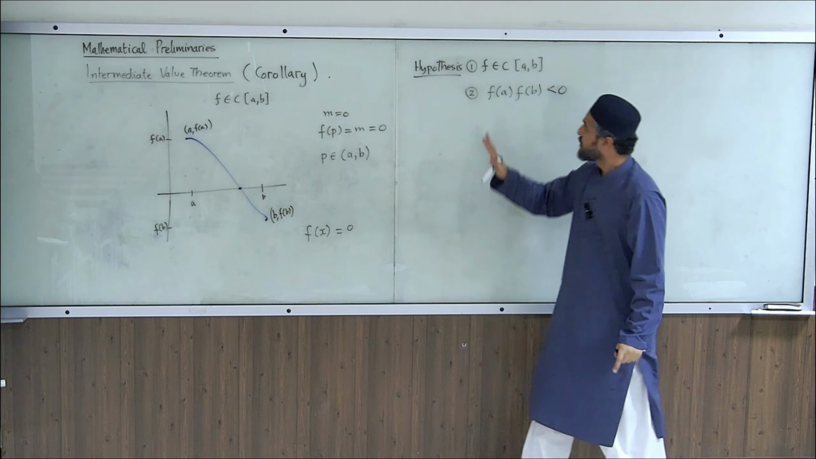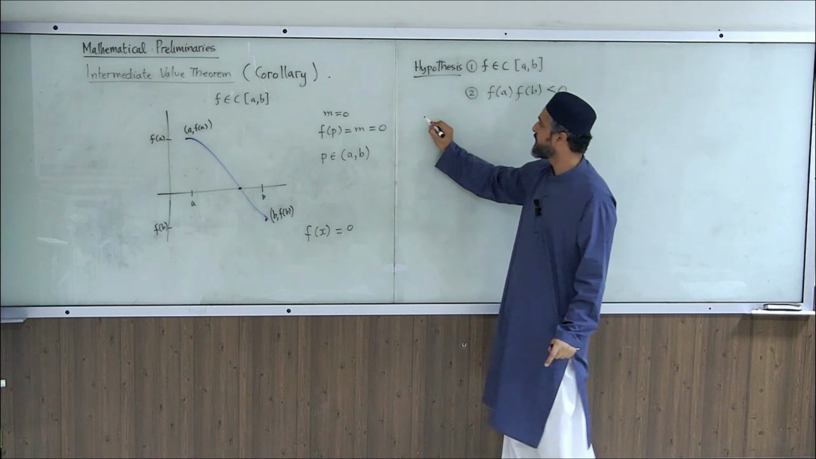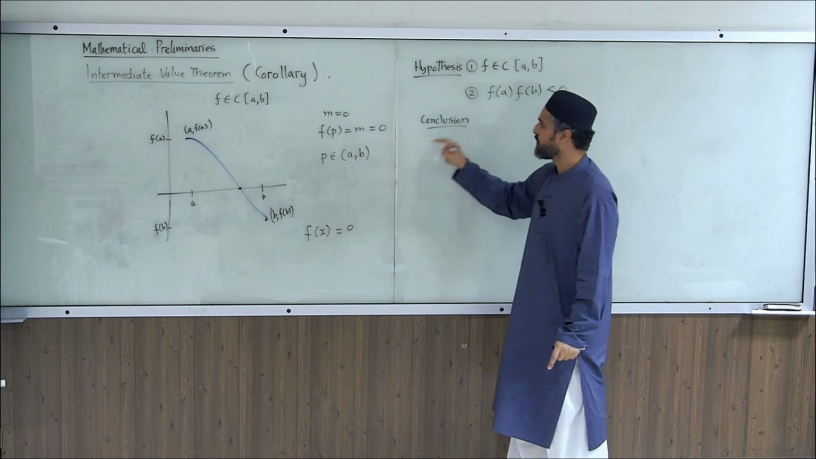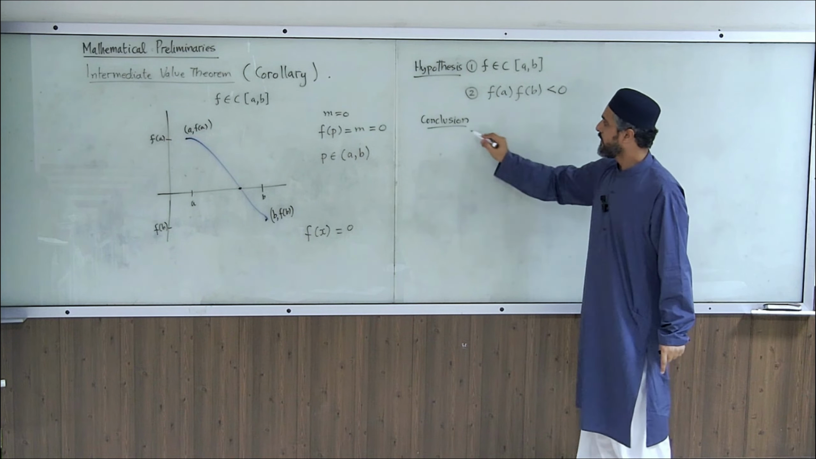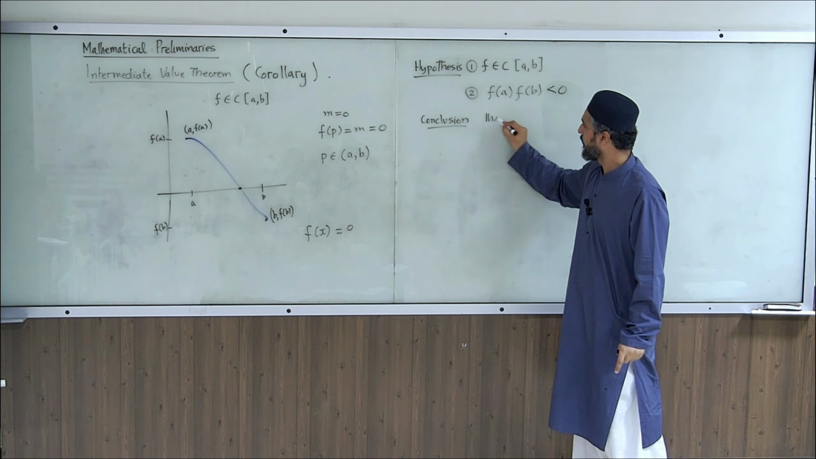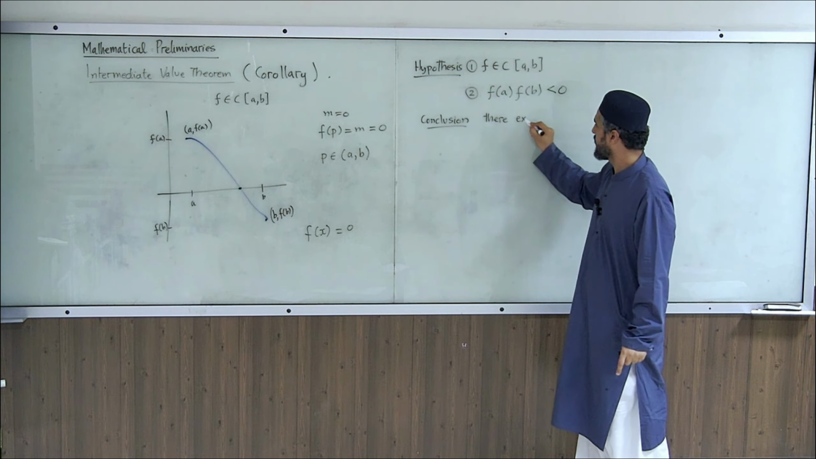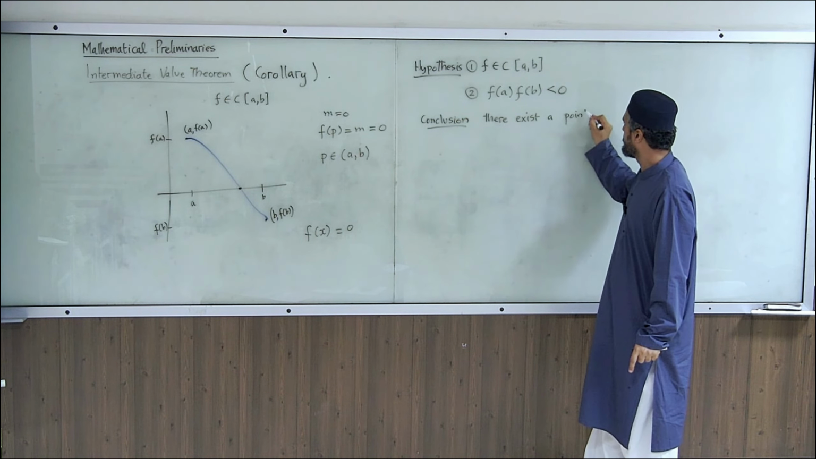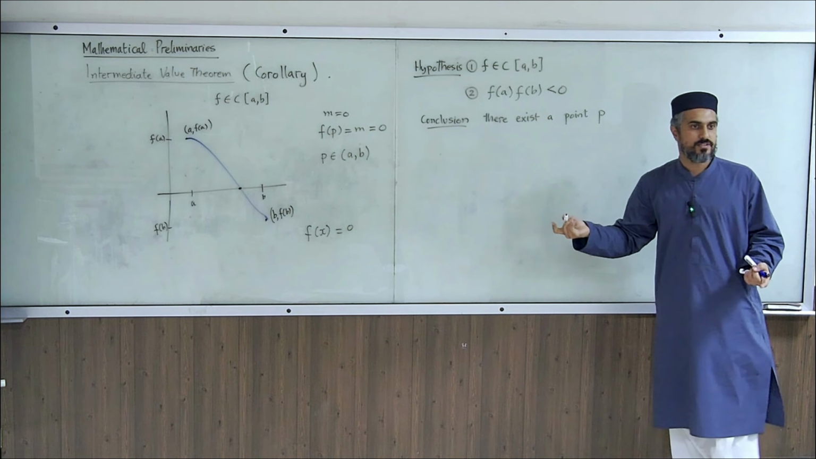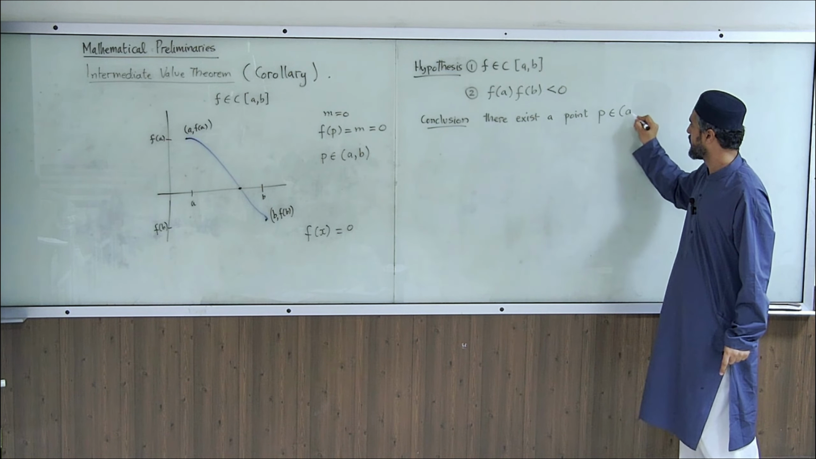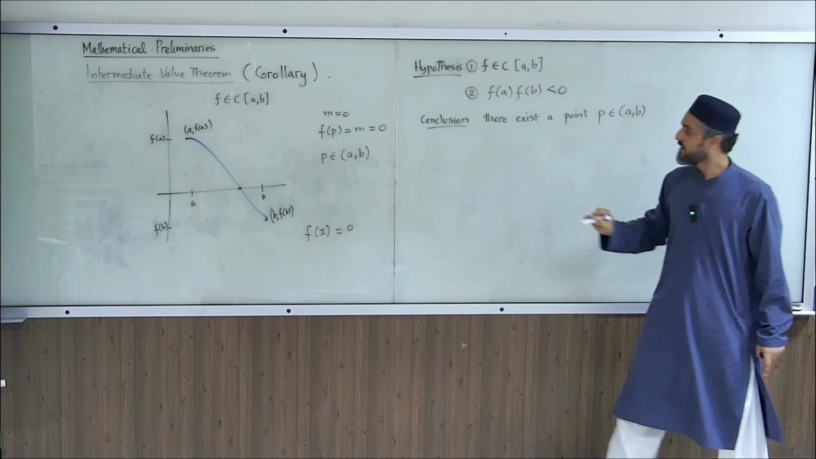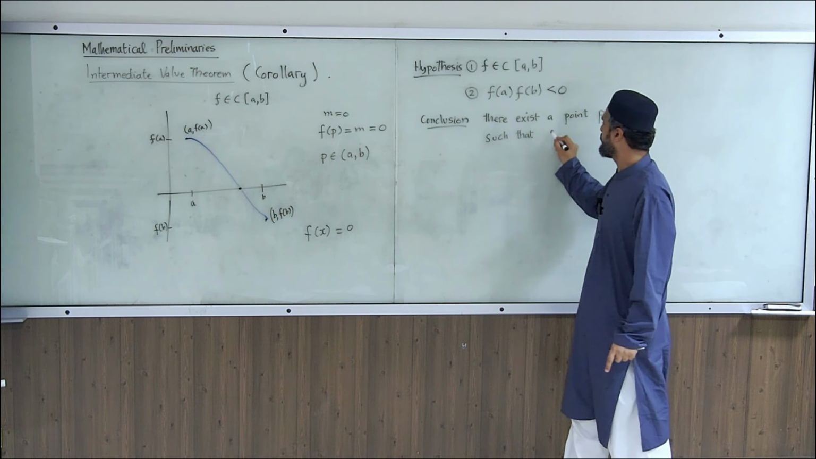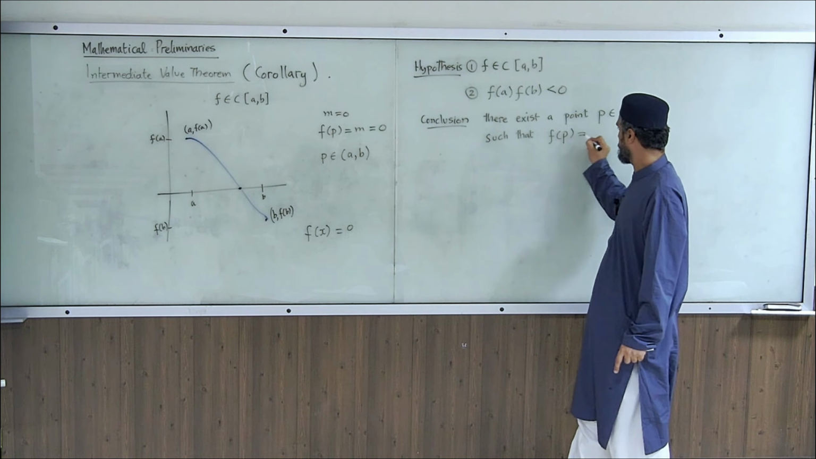So if this condition holds, then let me write a conclusion, and we will see that conclusion in the graph over here. Then there exists a point P, where this point lies between A and B, such that f of P is what? It is 0.